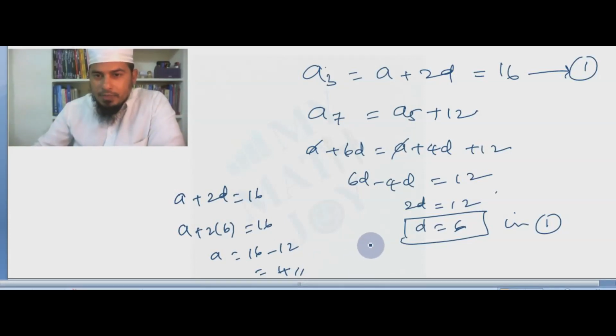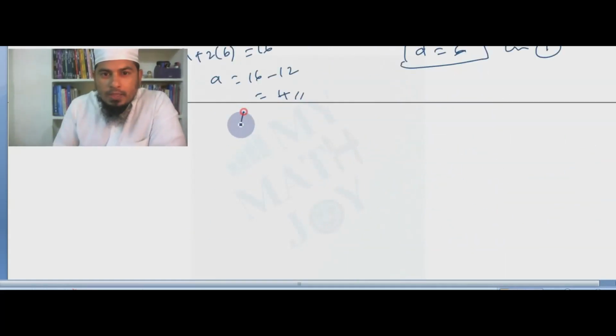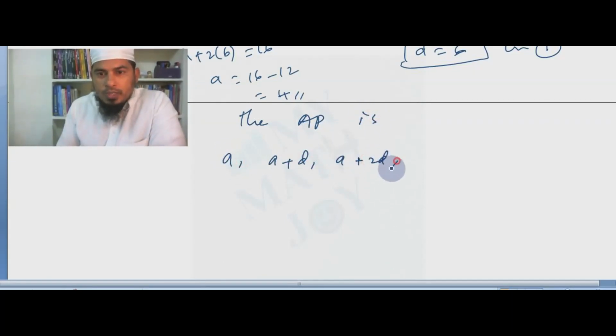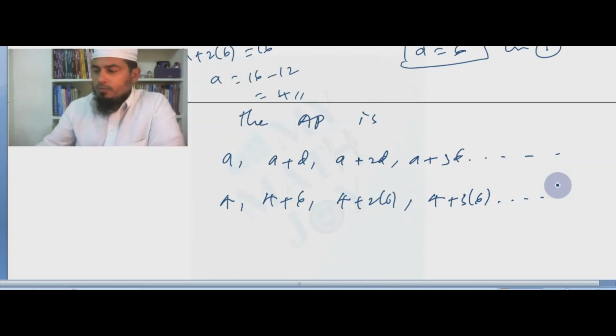We got the A value, we got the D value. Then what is the question? Determine the AP. The AP is A, A plus D, A plus 2D, A plus 3D, and so on. So A is my 4, 4 plus D is my 6. Okay, sorry. 4 plus 2 times 6, 4 plus 3 times 6, and so on.